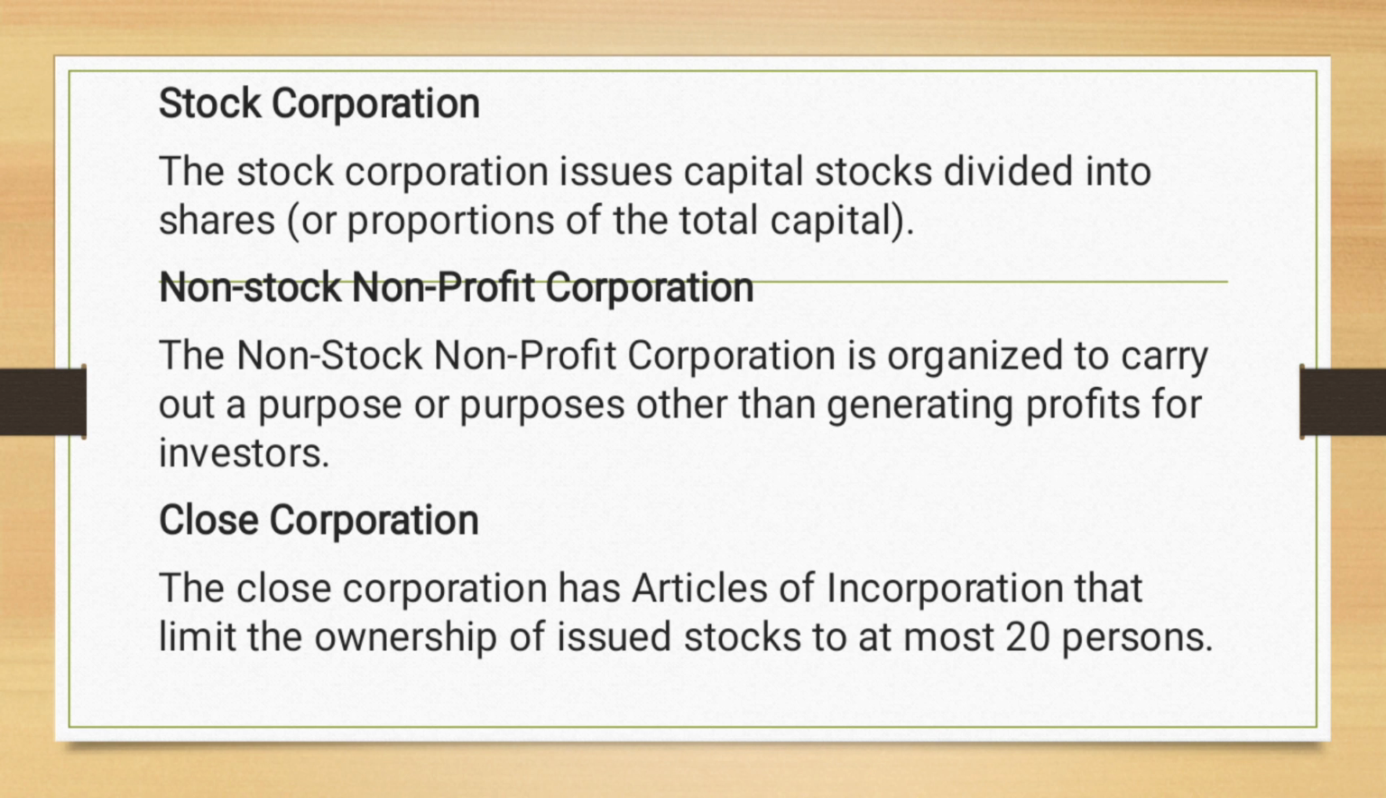And then we have the closed corporation. The closed corporation has articles of incorporation that limit the ownership of issued stocks to at most 20 persons. So these closed corporations are often run by family members, wherein the management of the corporation stays within the family, or a small circle of trusted individuals.